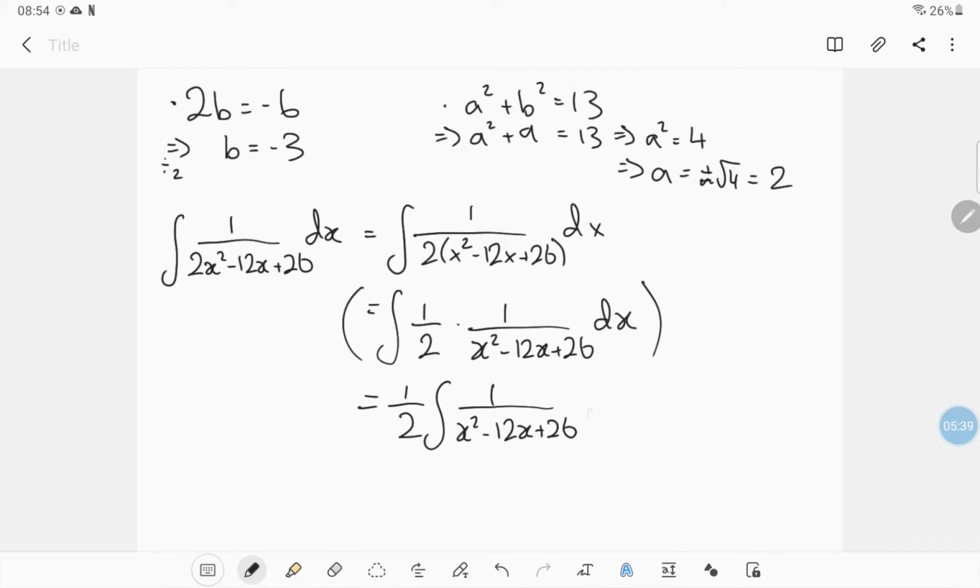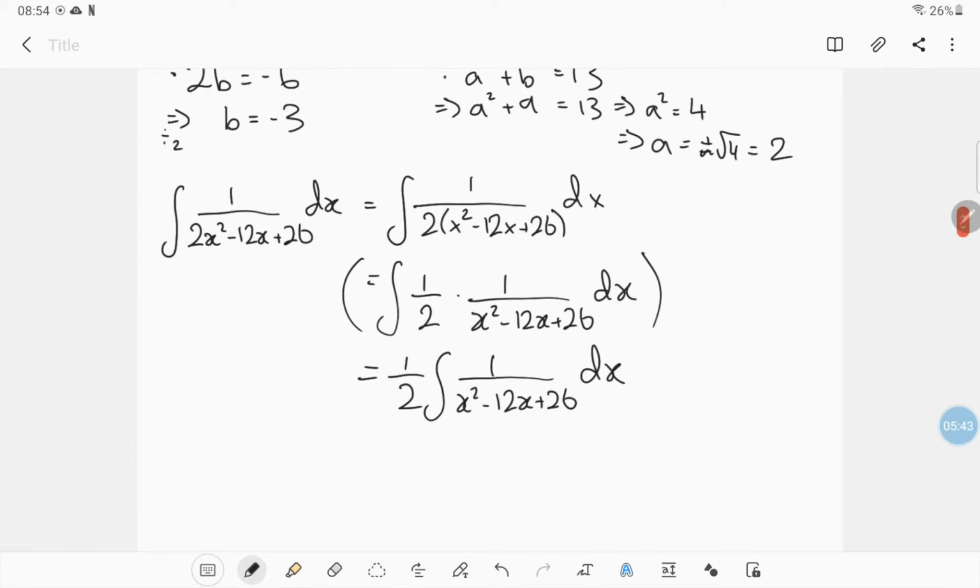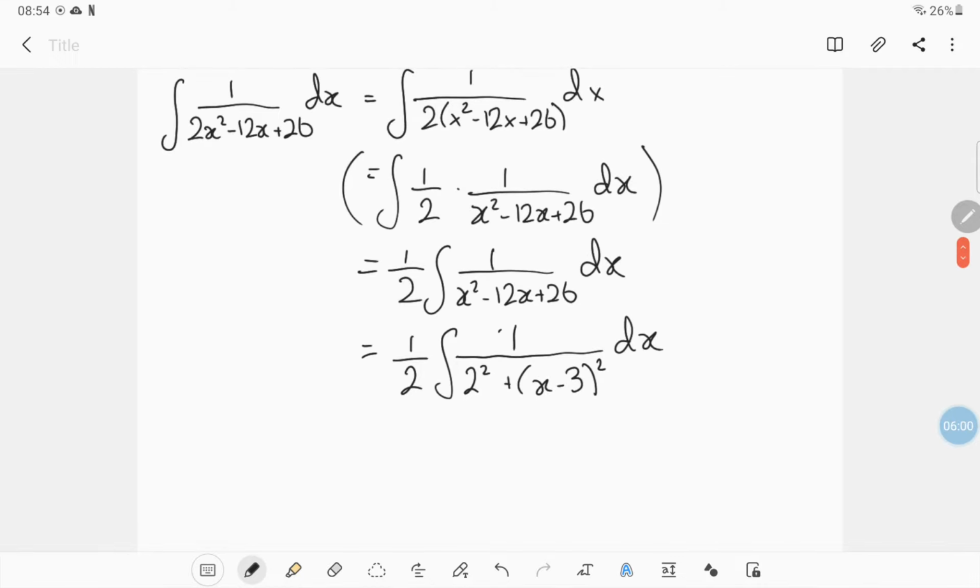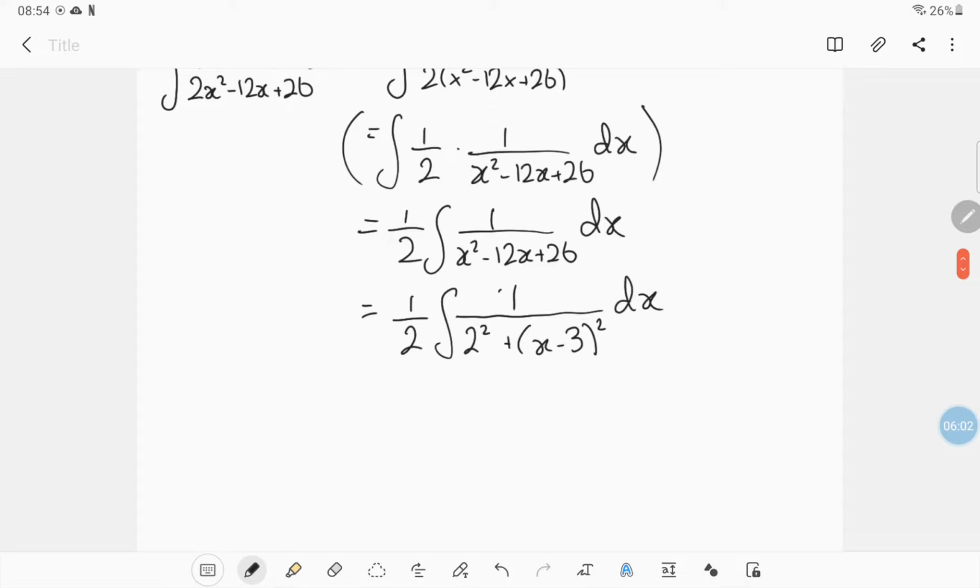This, what I'm doing now, could be done before I completed the square, but I've already completed the square. A equal to 2, b equal to minus 3, so I have a half antiderivative. Actually, I will finish it off just to deal with the half. So a squared is 2 squared plus x plus b, x minus 3 squared dx. Okay, so let's go back and look at our integral.